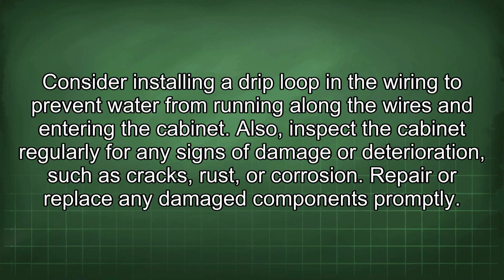Consider installing a drip loop in the wiring to prevent water from running along the wires and entering the cabinet. Also, inspect the cabinet regularly for any signs of damage or deterioration, such as cracks, rust, or corrosion. Repair or replace any damaged components promptly.